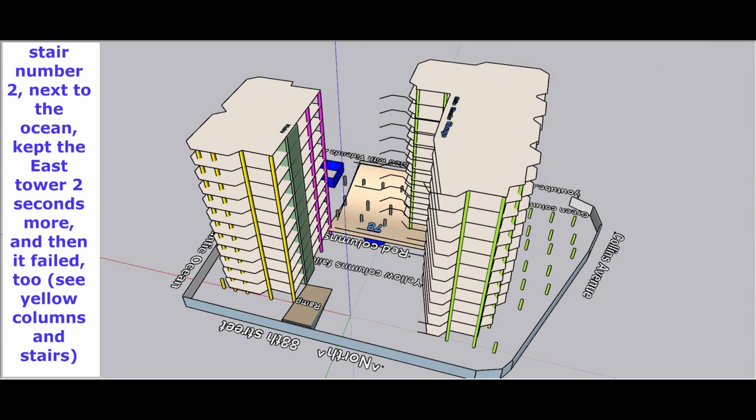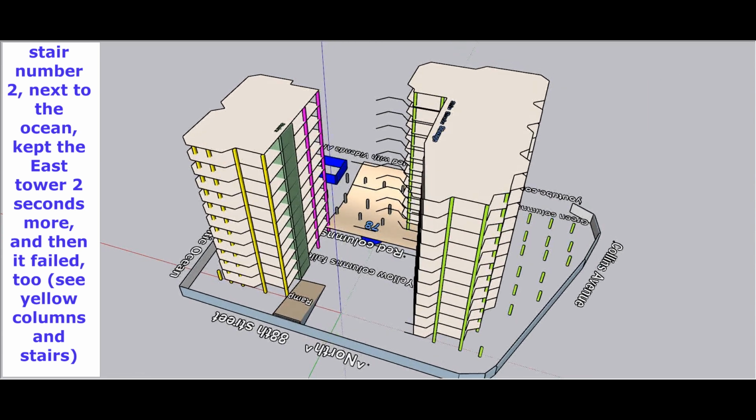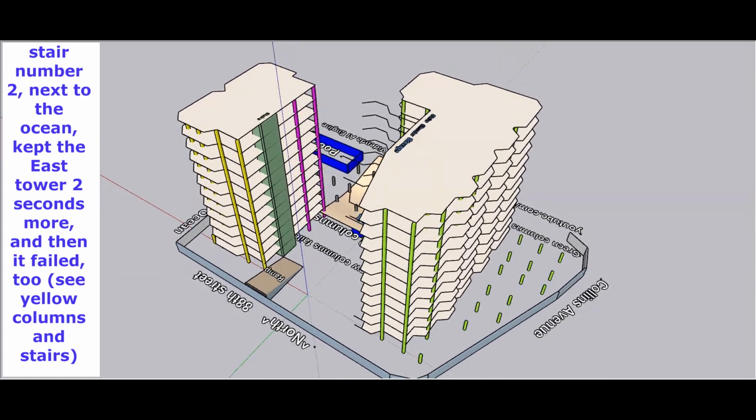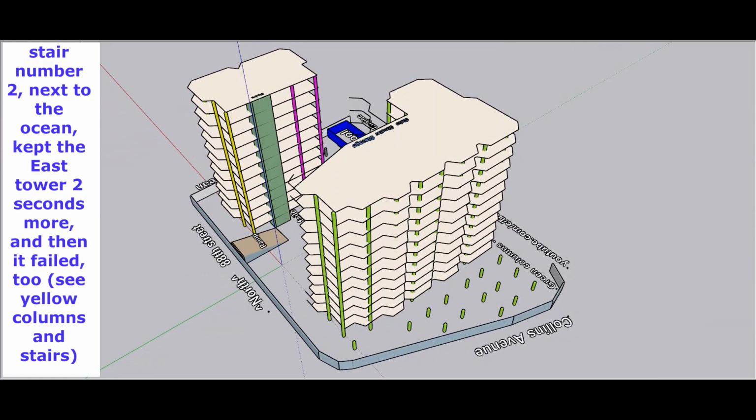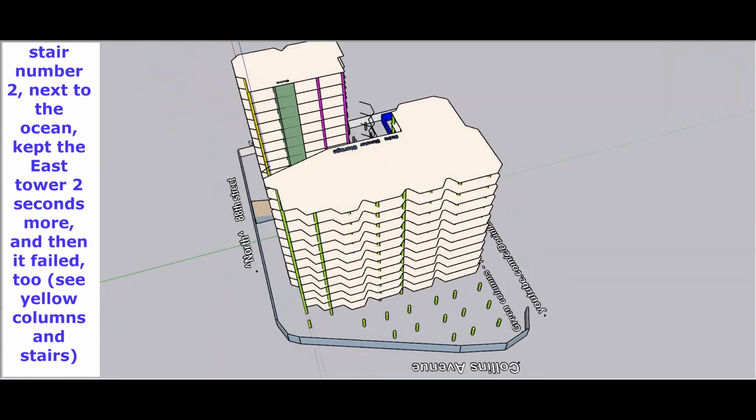Stair number 2, next to the ocean, kept the east tower up 2 seconds more, and then it failed too. See yellow columns and stairs. There is a special column-only video at the end.